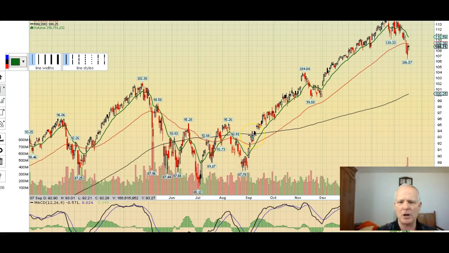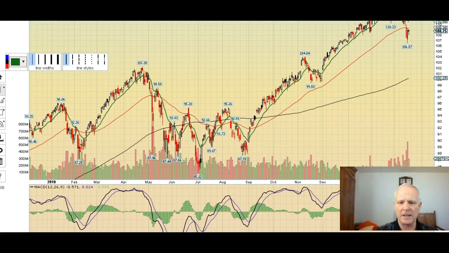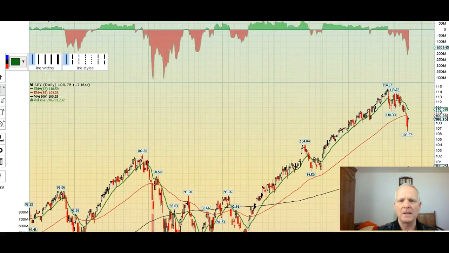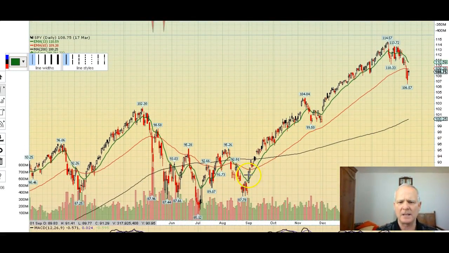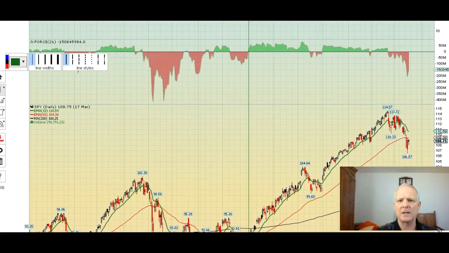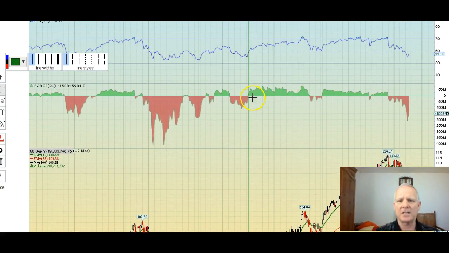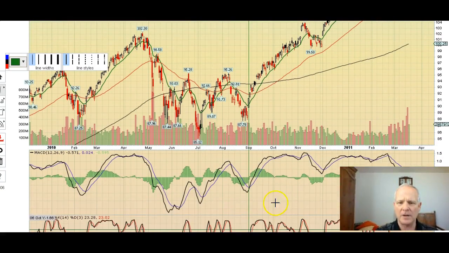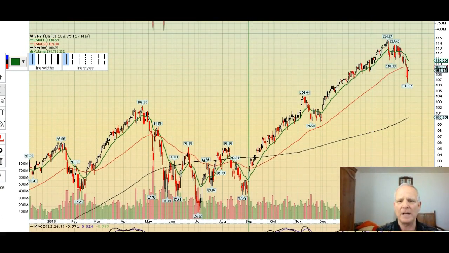And now we get a charge to the upside on the SPY here. Let's see what this looks like. We did get some good volume in here. Let's take a look here. We got the force index going green, and we have the RSI pushing higher. And we also have our MACD moving higher. So this turns out to be a real nice trade for several months.